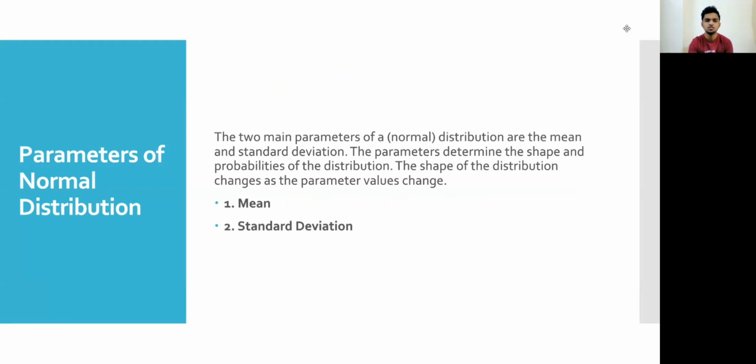Parameters of normal distribution. The two main parameters of normal distribution are the mean and standard deviation. These parameters determine the shape and probability of distribution. The shape of the distribution changes as the parameter value changes.